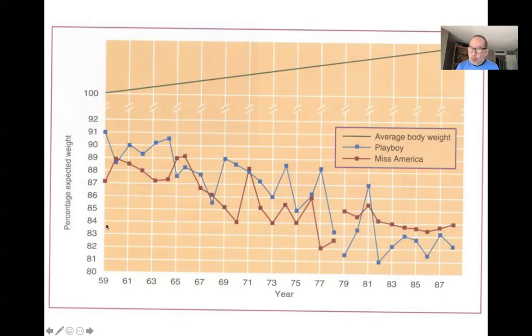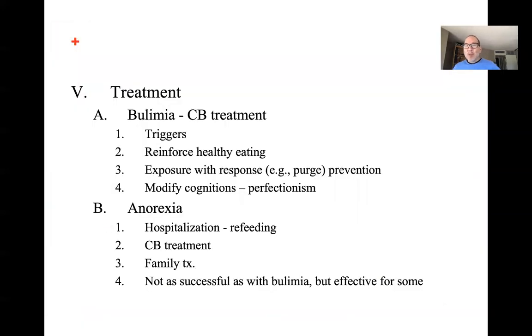So I'm sorry, percentage expected weight, if I didn't say that before. The treatment for bulimia and anorexia. Bulimia is essentially cognitive behavioral treatment, much like substance treatment: identifying stimulus cues or triggers for binge eating, getting rid of those triggers, reinforcing healthy eating, and reasonable exercise.